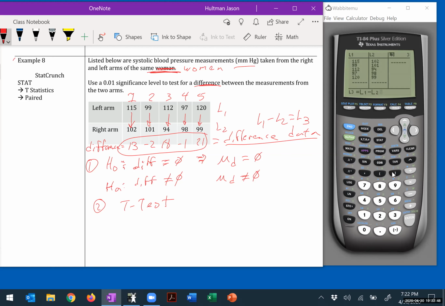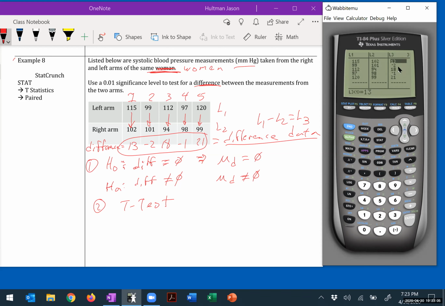And if I just hit enter here, boom, look at that. It magically gives me list 3. Nice. I didn't have to go through calculating all the differences. It calculated it for me.